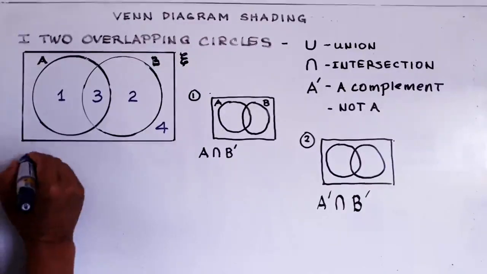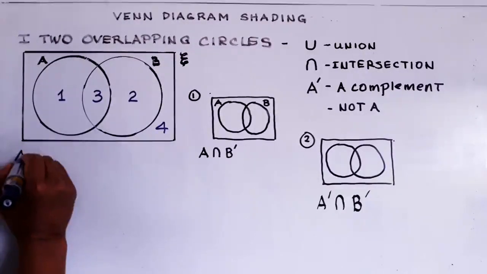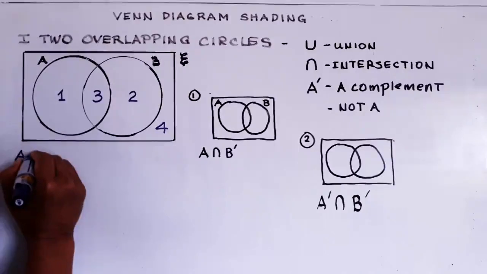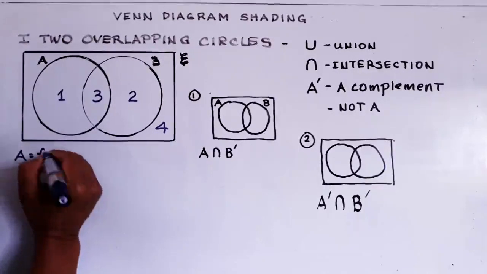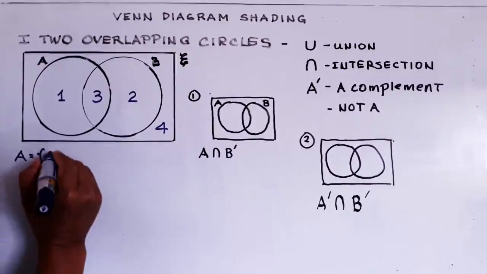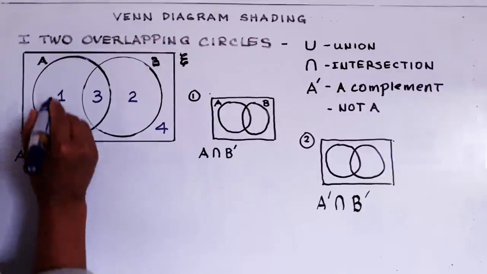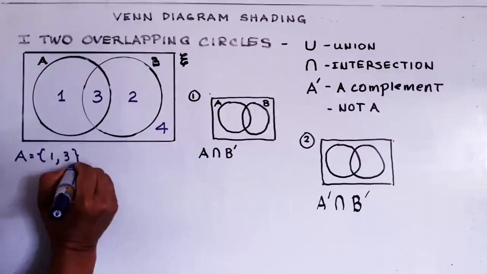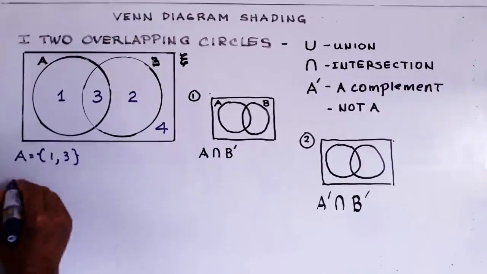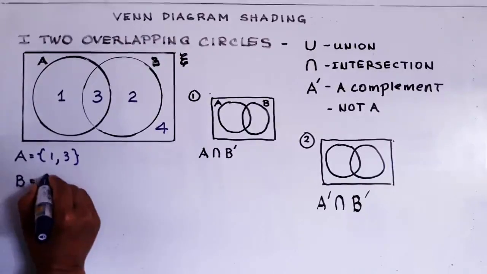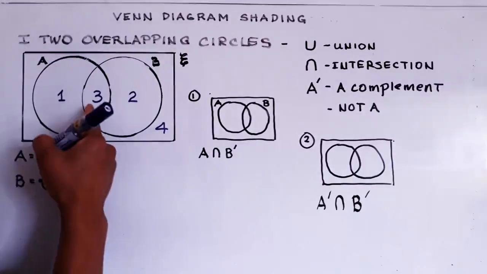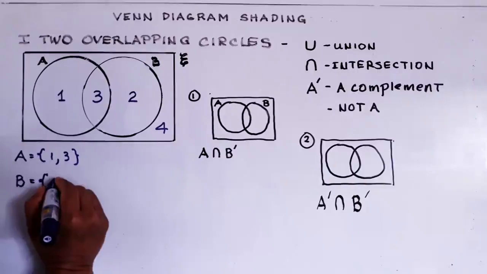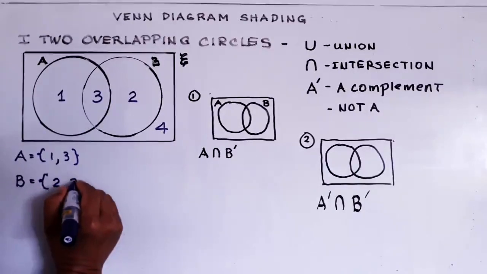So let's have set A. Enumerate set A here. So set A, we have 1 and 3. So these two are the elements of set A. Set B, what are the elements of set B? So the elements of set B is 2 and 3. So we have 2 and 3.